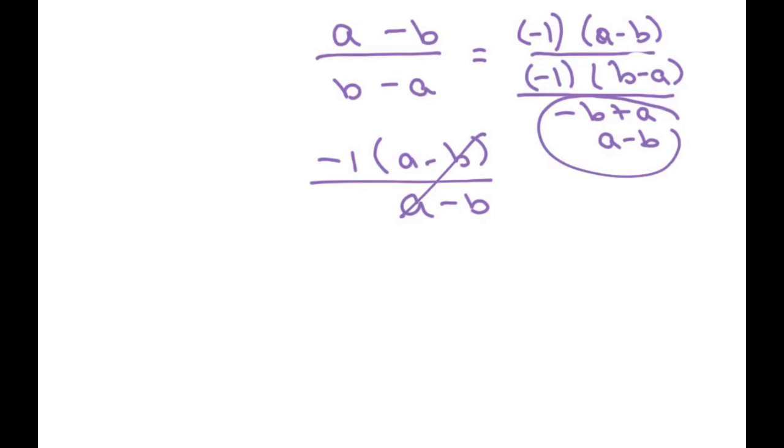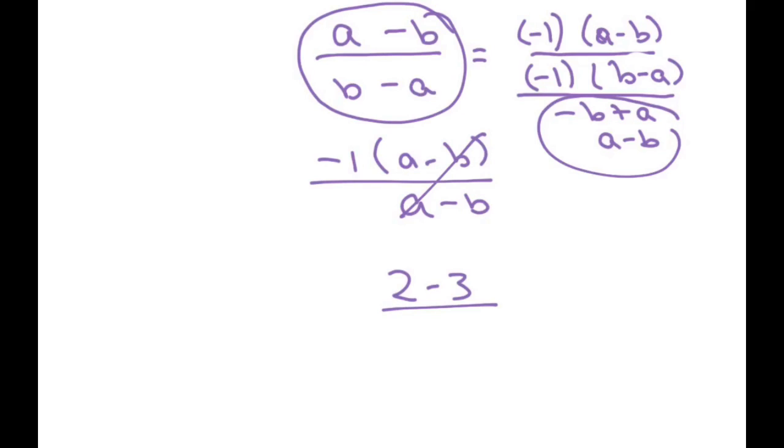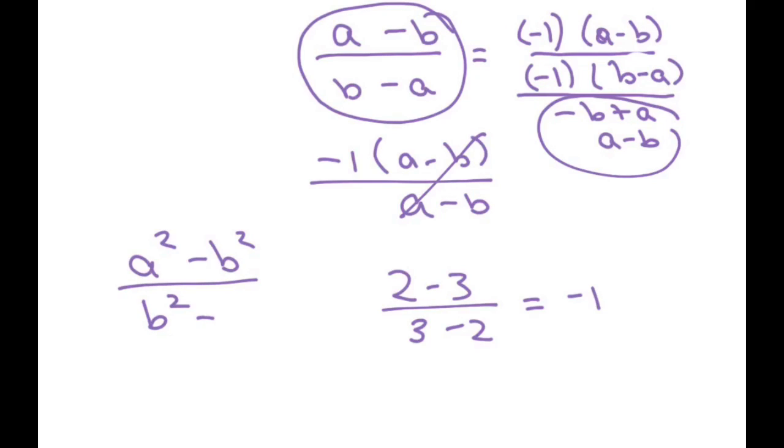And so that cancels out. So anytime you see something like this, if I have a 2 minus 3 over a 3 minus 2, that's always going to equal negative 1. Any numbers you put in there. We could have also done like we did the previous, a squared minus b squared over b squared minus a squared. That's going to equal negative 1 for the same reason.